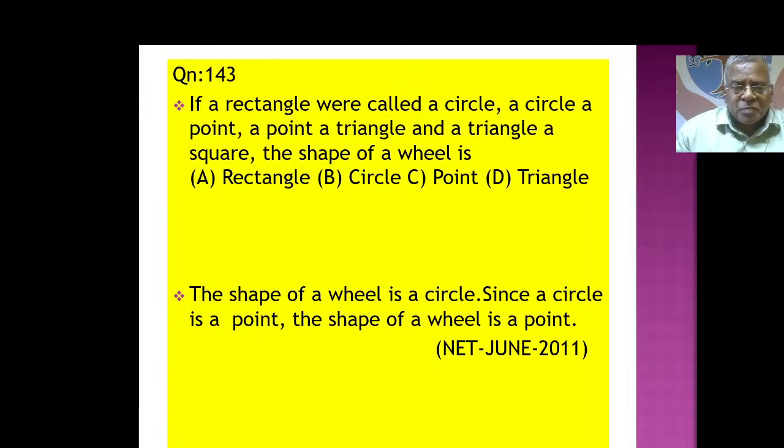Already we have done this problem. From the question you start your argument. What is the shape of a wheel? Round, circle. What is the code for the circle according to the problem? A circle is a point, right? So what is the conclusion? The shape of a wheel is a point.